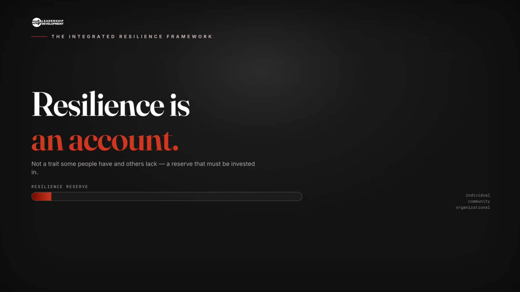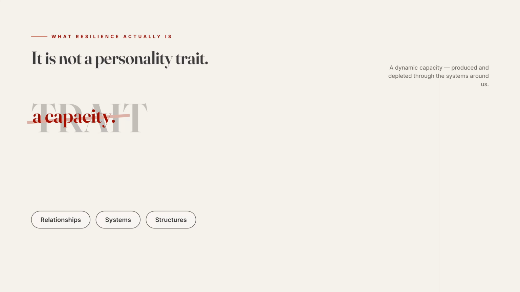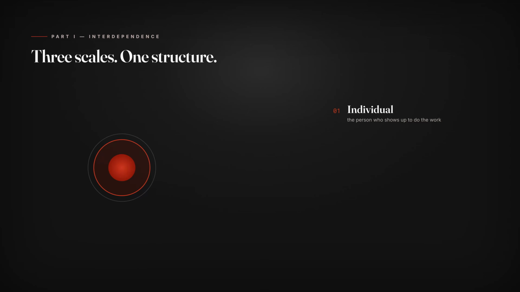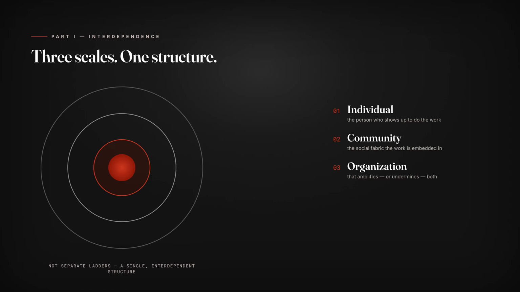Resilience isn't a trait you either have or you don't. It's a dynamic capacity produced and depleted through our relationships, systems, and structures. The integrated resilience framework locates it at 3 interdependent scales: the individual, the community, and the organization. These are not separate ladders, they are one single structure.